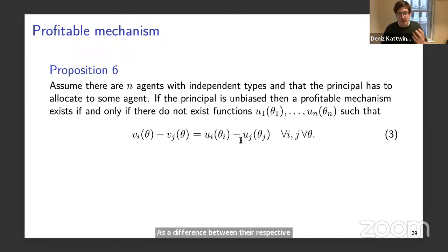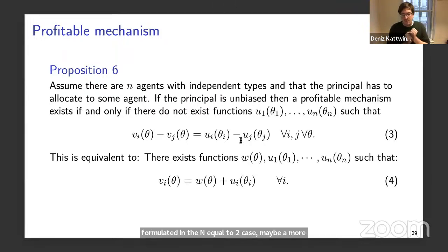This is one way to formulate it, and this is closer to what we formulated in the n equal to 2 case. Maybe a more instructive way is to say this is equivalent to the following situation: there exists one function W of theta and functions for each agent U1 to UN, where W of theta is going to be the common component, and UI of theta I will be the agent-specific component. And we can write the value of allocating to agent I as the sum of this common component plus the specific component for agent I, which only depends on this agent's information. So if we can write VI in this form, then there's nothing we can do as mechanism designers. We can go home. If we can't, then we can do strictly better than using a constant mechanism.